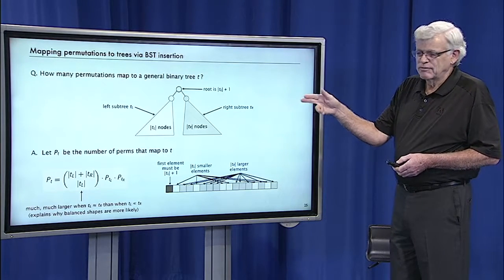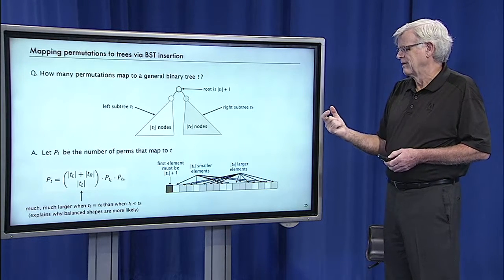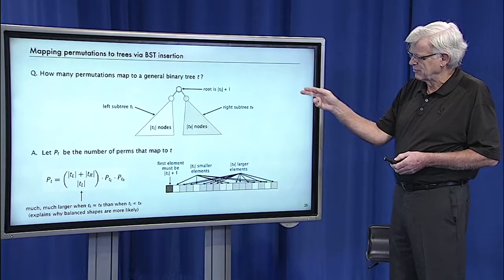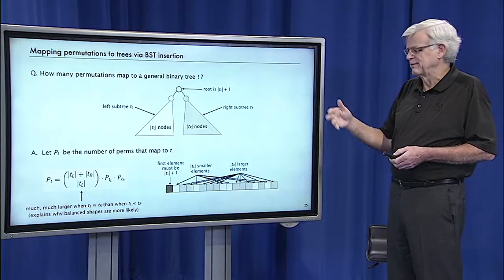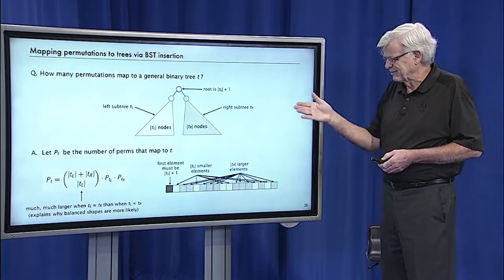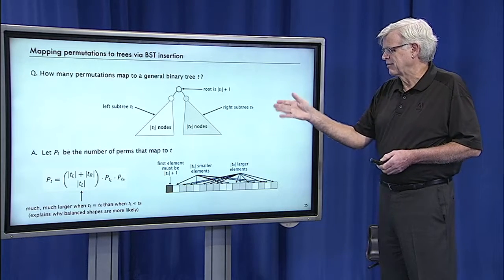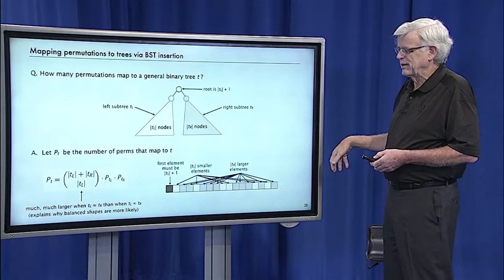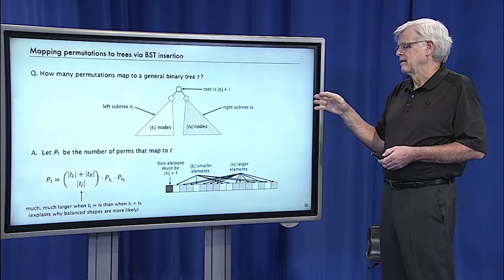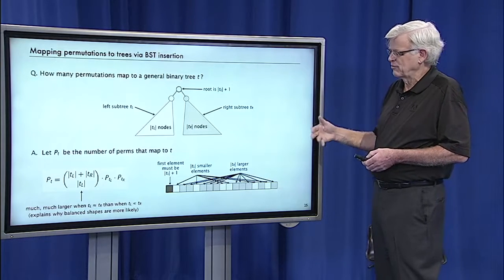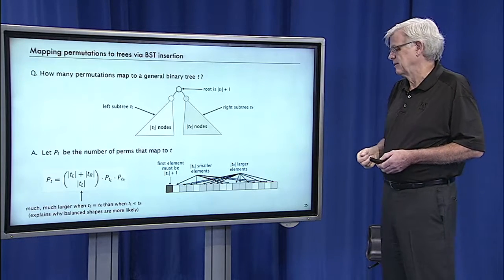The other thing to observe from this formula is that the binomial coefficient is going to be much, much larger when the two subtrees are nearly balanced. That's the Gaussian distribution, so it's much larger at the middle, and we verified that analytically. If it's within square root of n, it's going to be much, much larger. And if T sub L is small or T sub R is small, it's going to be exponentially smaller. So the number of permutations that map to an unbalanced tree is way, way smaller than the number that map to a balanced tree. And that's what we observe in practice.